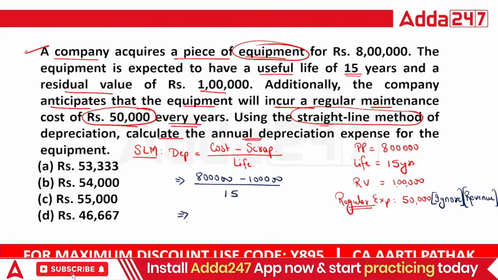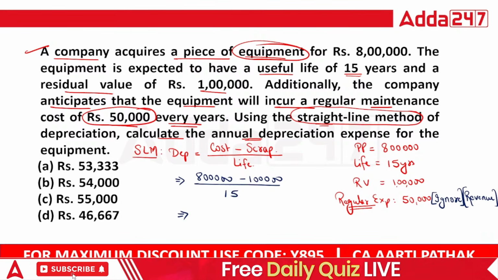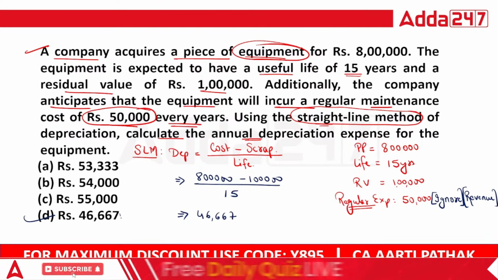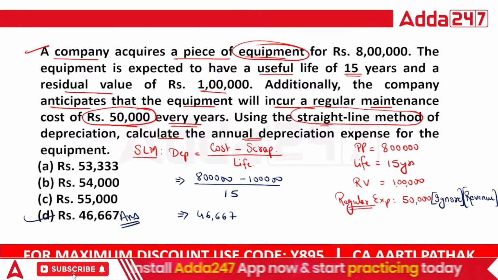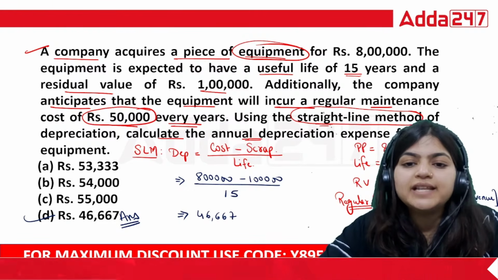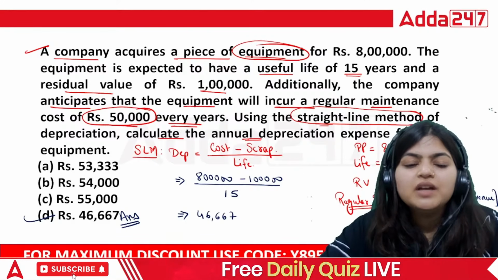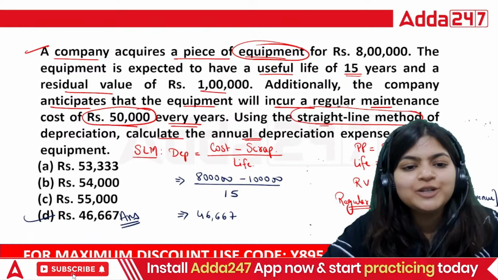So the right answer is 8 lakhs minus 1 lakh divided by 15, which is 46,667. So the right answer is D. This is how we need to solve questions based on the SLM method. I hope you got this point. Very easy method. You just need to remember the formula and apply the concept.